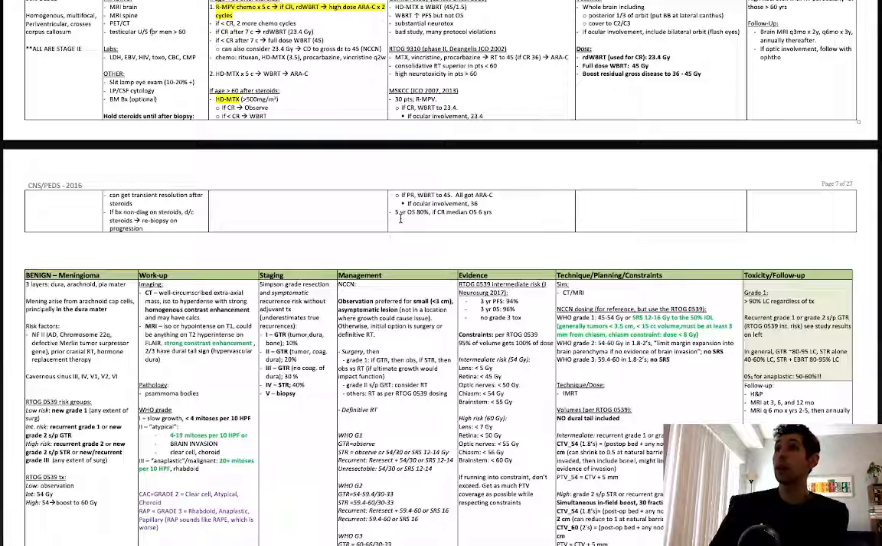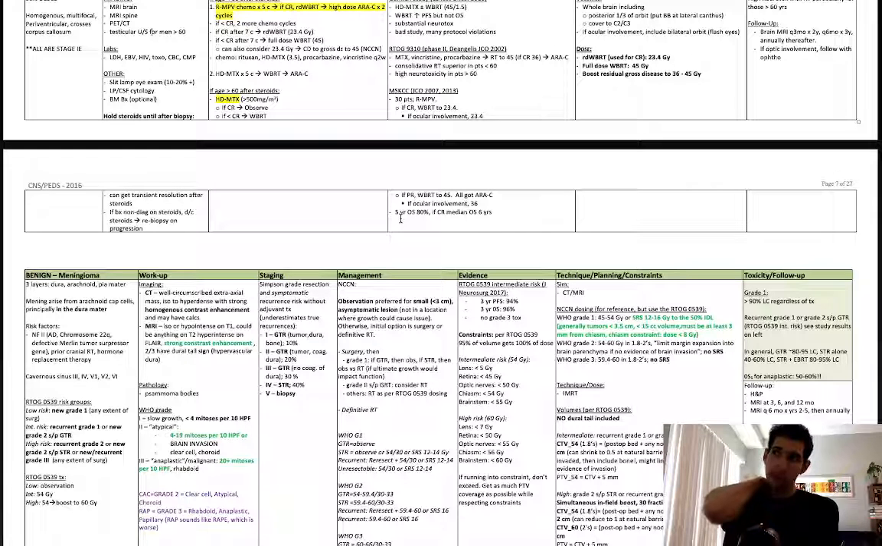RTOG 9310, this is phase 2, DeAngelis, methotrexate, vincristine, procarbazine, followed by radiation to 45. If complete response, it was 36 gray, followed by Ara-C. Consolidative radiation is superior in patients less than 60. There's high neurotoxicity in patients greater than 60.